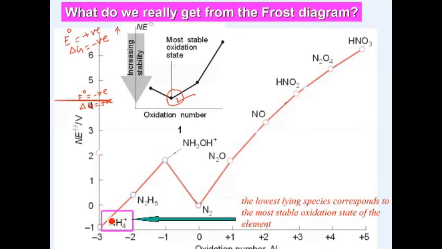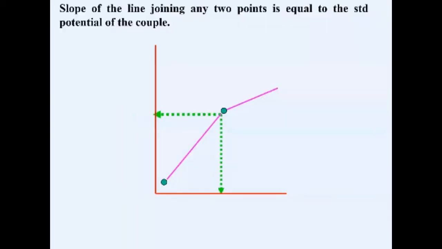The second one, it is not the end. If you find the slope of the line joining a couple in the Frost diagram, here a couple in the sense that one species 1, here species 2. So this slope I am talking about. If I take the line joining these species, what information are we getting from the X and Y axis?